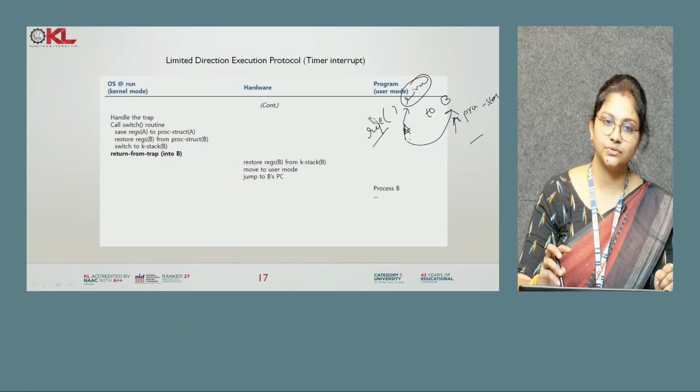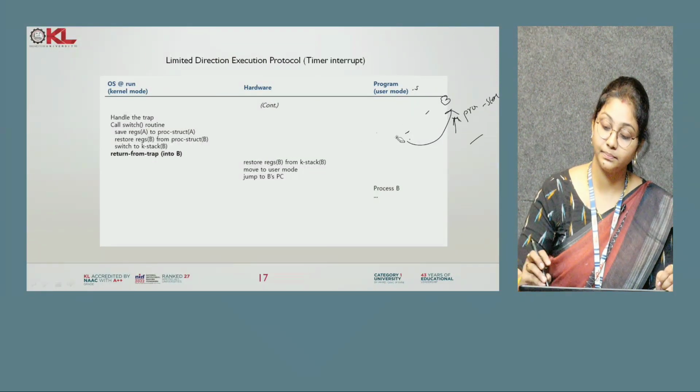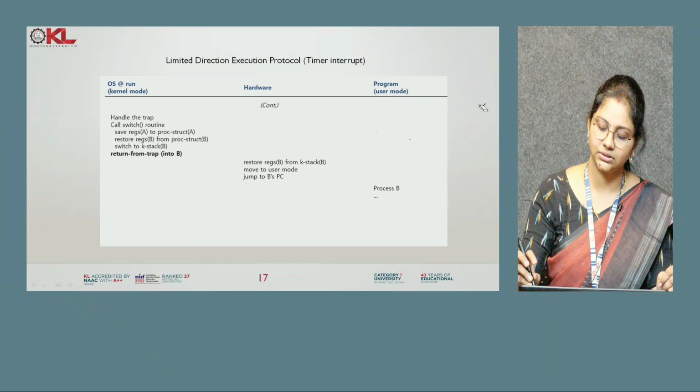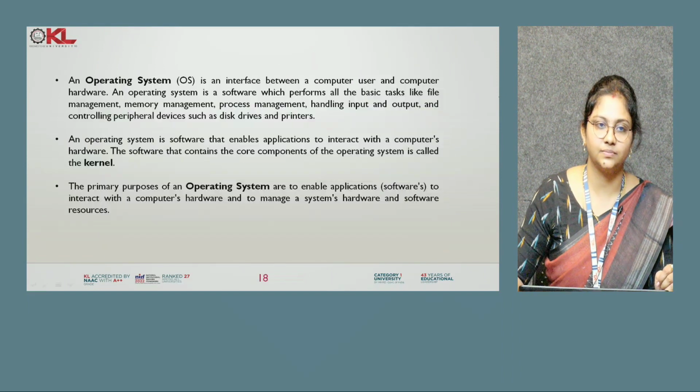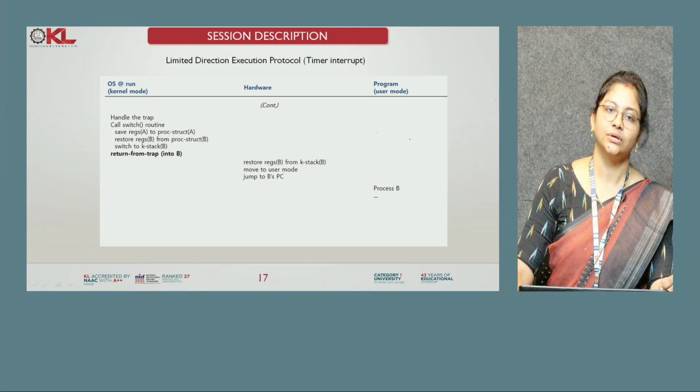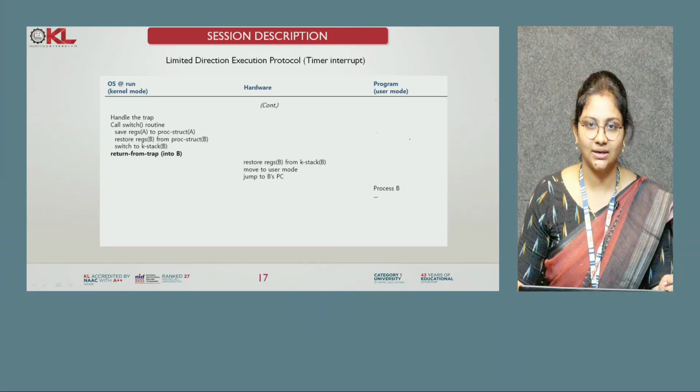So now we have to load the process B values also from process structure B and process stack B, right. Then move to user mode and jump to the B process program counter, and then process B runs. Okay. Now, this is about limited direct execution.